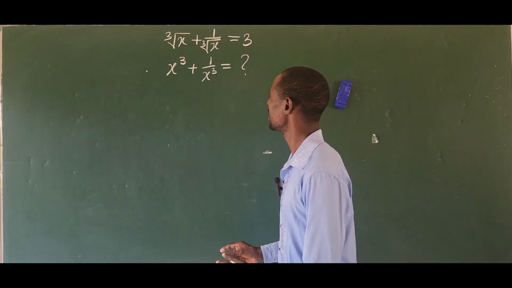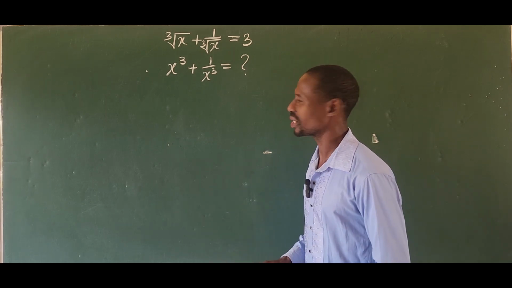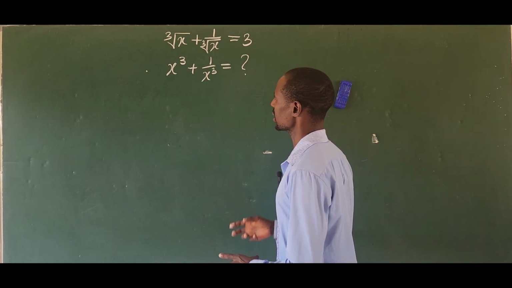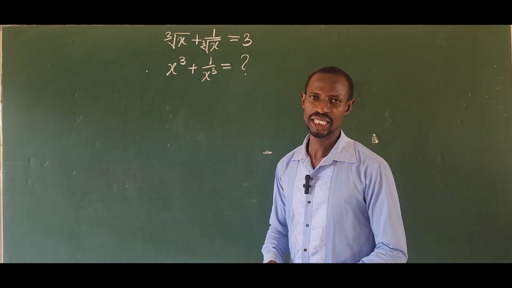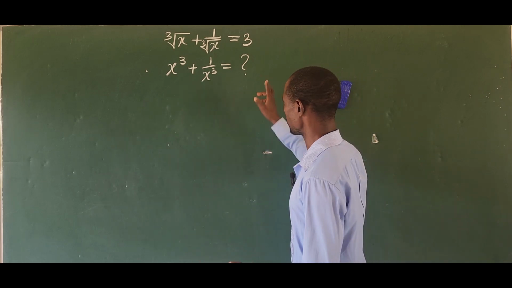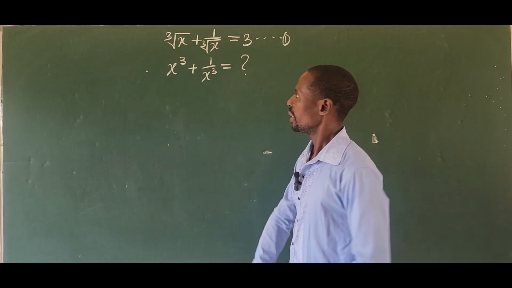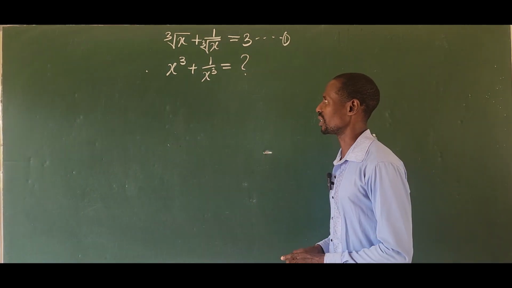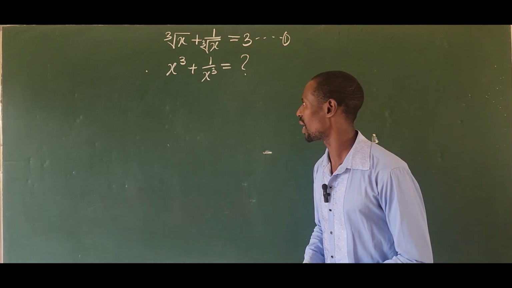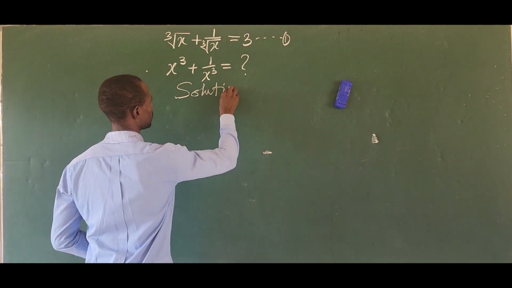We have this radical equation before us here, okay? It's a cubic radical equation. The question is: the cube root of x plus 1, all over the cube root of x, equals 3. If this is equal to 3, let's call this equation 1. So let's see how we can solve for the value of x. We take a solution.